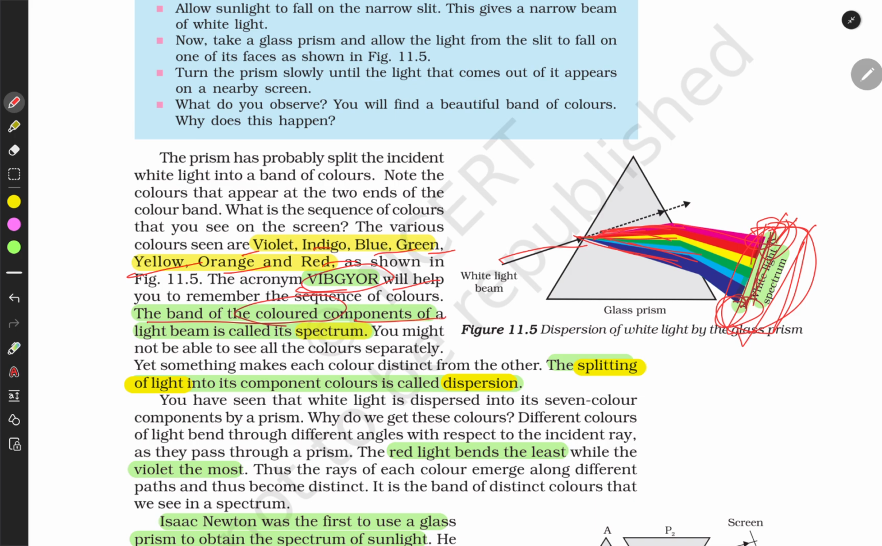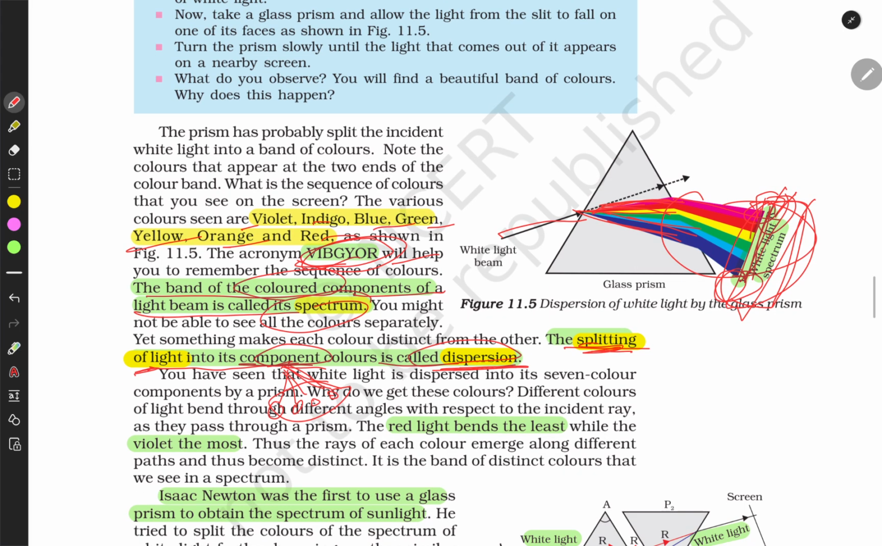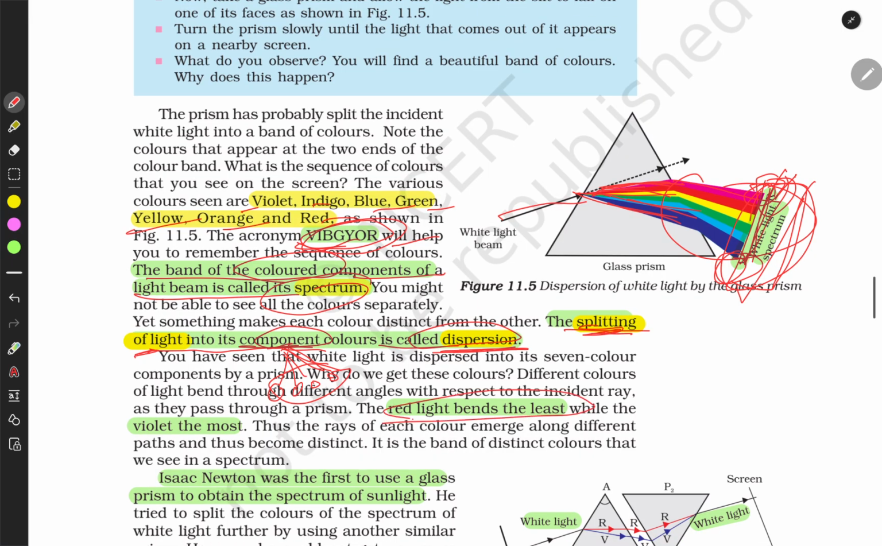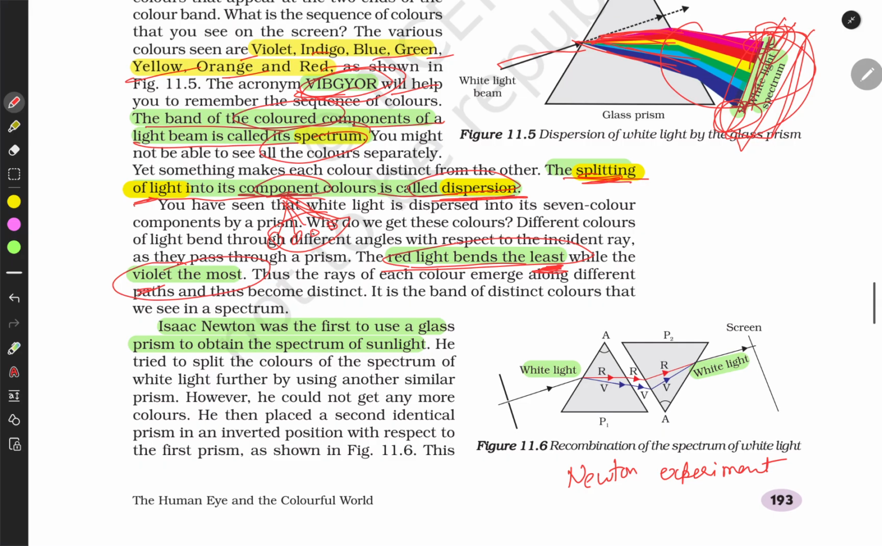This band of color components of the light beam is called a spectrum. And the splitting of light into its component colors is called dispersion. The light is getting split into its components, the 7 colors in 7 different wavelengths. This phenomenon is called dispersion of light. The red band deflects least because it has the maximum wavelength, and the opposite happens in the violet case.